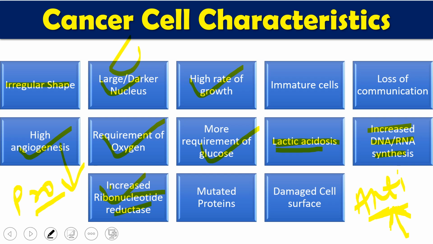Cancer cells depend normally on glycolysis for their energy production. So they do more glycolysis, in an anaerobic fashion also. This is a high metabolic requirement for the cancer cell, because they have to divide more, so they require more energy. Because of that, they have more glucose requirement and more oxygen requirement. To fulfill these two requirements, they normally have high angiogenesis.